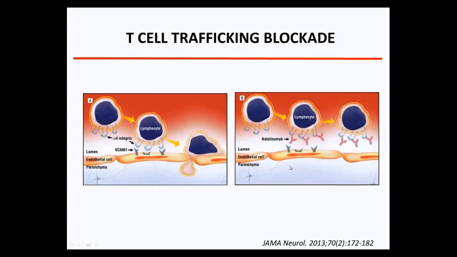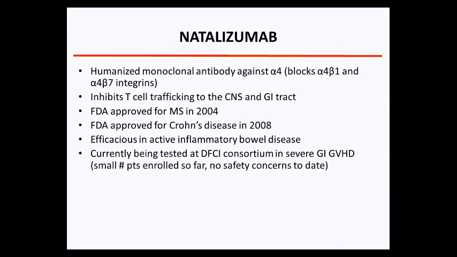Again, in the GI tract it will be MAdCAM-1. So natalizumab is a humanized monoclonal antibody against the alpha-4. So it blocks, and that's where the PML comes into play. It blocks alpha-4 beta-1 and the alpha-4 beta-7 integrin. And I'm saying that because this alpha-4 beta-1 is in the CNS, and that's what has been involved in the PML genesis. Inhibits cell trafficking to the central nervous system and the GI tract.